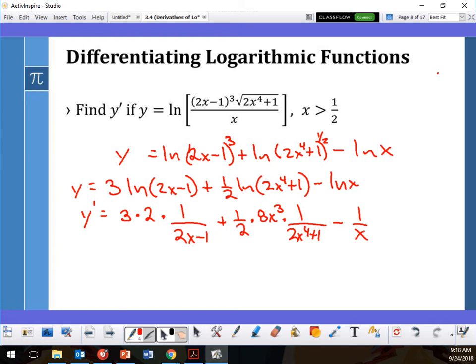Okay, so clean it up. So it's going to be y prime is 6 over 2x minus 1, plus 4x cubed over 2x to the fourth plus 1, minus 1 over x. And if you want to go through and actually combine all those, then good for you. I don't want to, okay? Because that's going to be some type of real nasty.